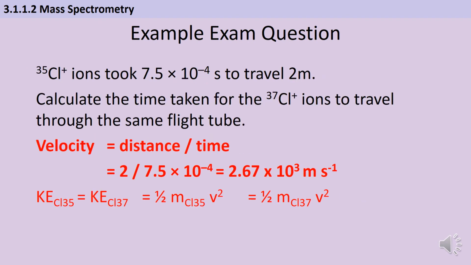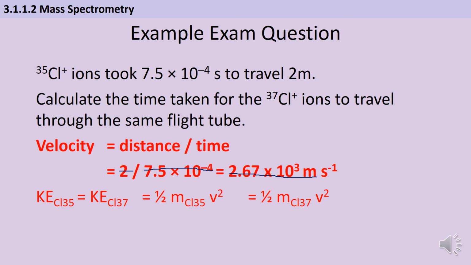In order for me to be able to use the kinetic energy equation, I need a velocity, and remember velocity is distance divided by time. So I'm just going to take my 2 metre long flight tube and divide it by the number of seconds that it took for the ions to get through that flight tube, and I have a velocity. Now this next bit is not standard nomenclature, but I just find it hard to keep track of numbers if I don't do this.